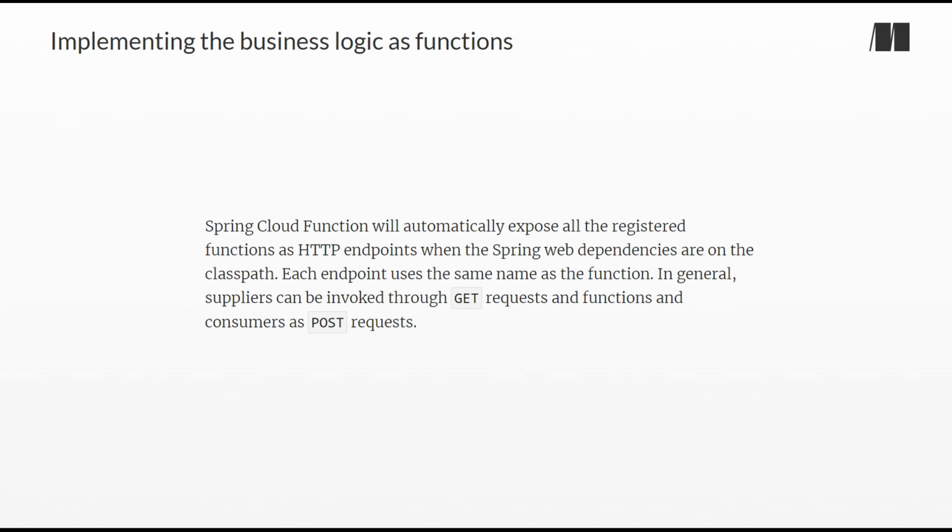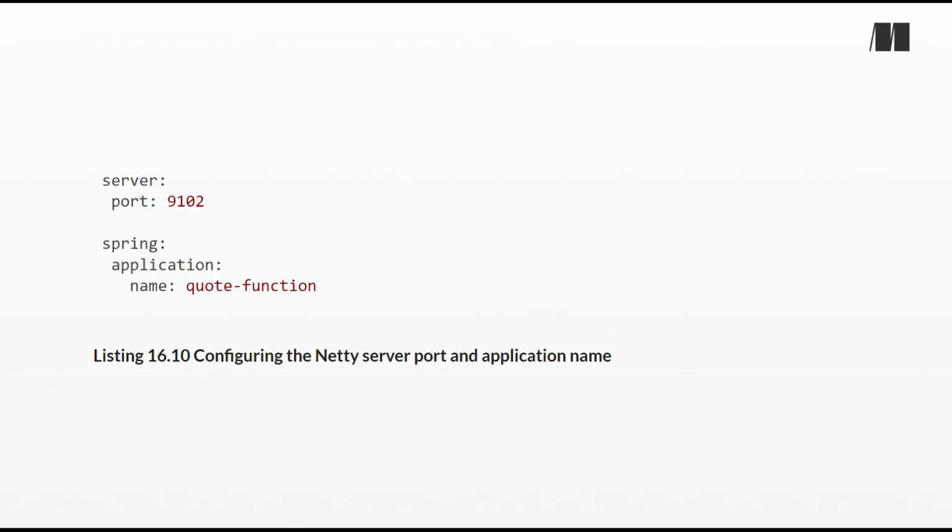Spring Cloud Function will automatically expose all the registered functions as HTTP endpoints when the Spring Web dependencies are on the classpath. Each endpoint uses the same name as the function. In general, suppliers can be invoked through GET requests, and functions and consumers through POST requests. Quote Function contains the Spring Reactive Web dependency, so Netty will be the server to handle HTTP requests. Let's make it listen to port 9102 and configure the application name. Open the application.yml file and add the following configuration. Listing 16.10. Configuring the Netty server port and application name.